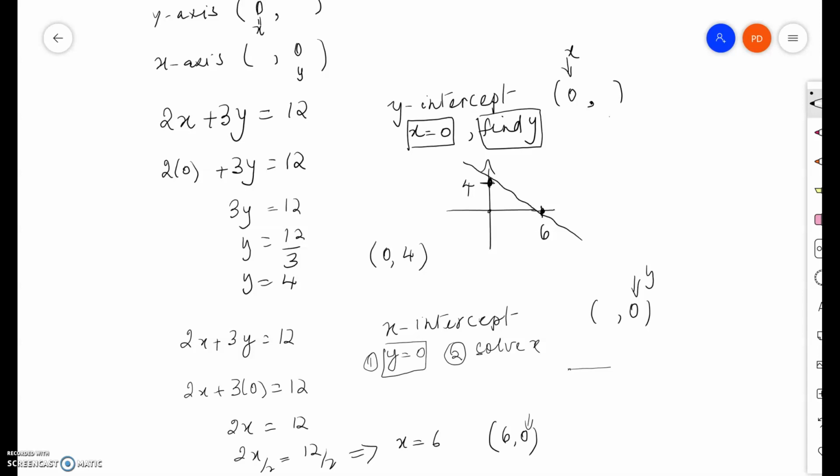So just remember, for the y-intercept, plug in x = 0 and solve for y. That tells us where the graph crosses the y-axis. In order to find the x-intercept, plug in y = 0 and solve for x. And that tells us where the graph crosses the x-axis.